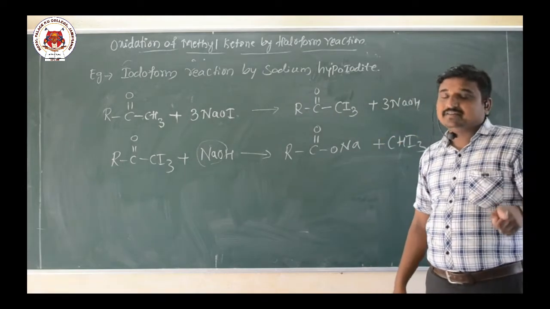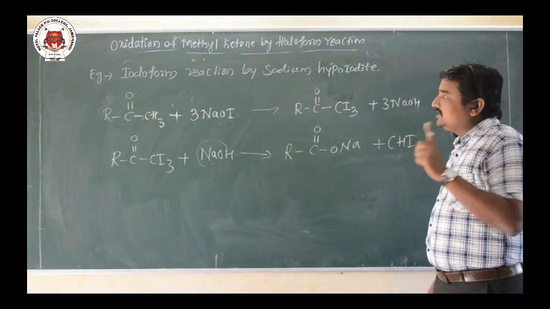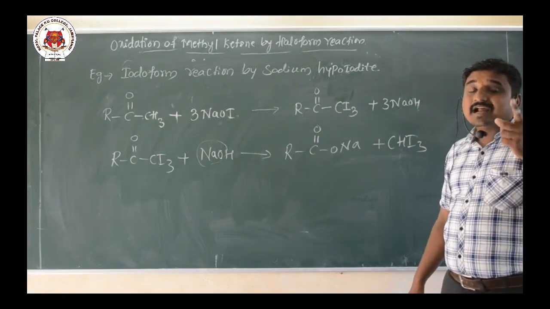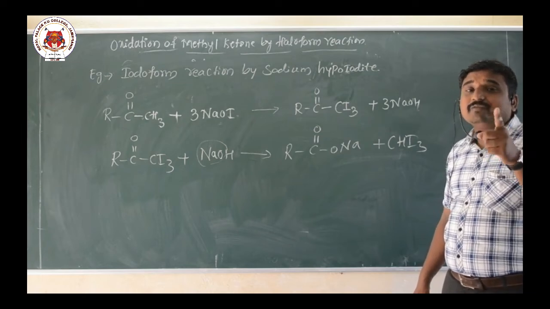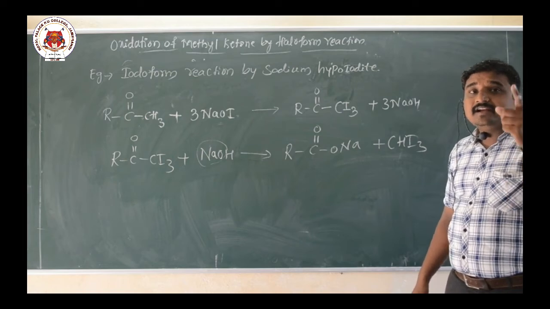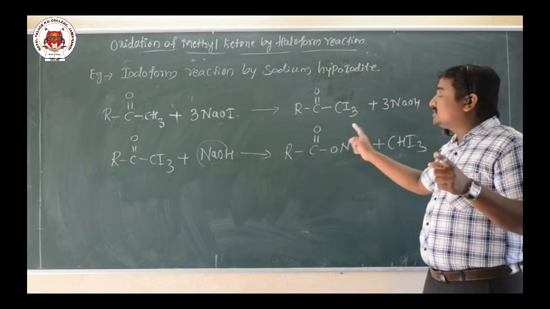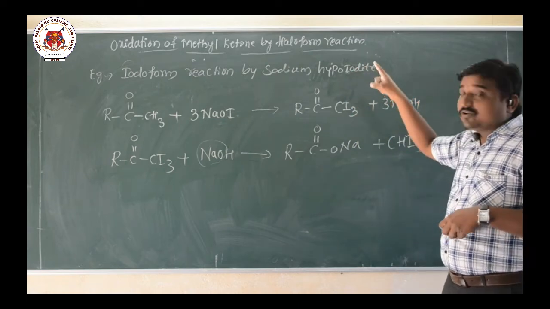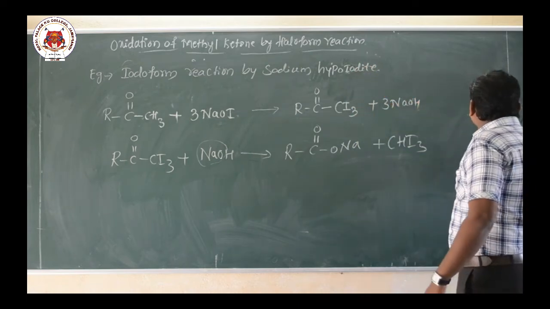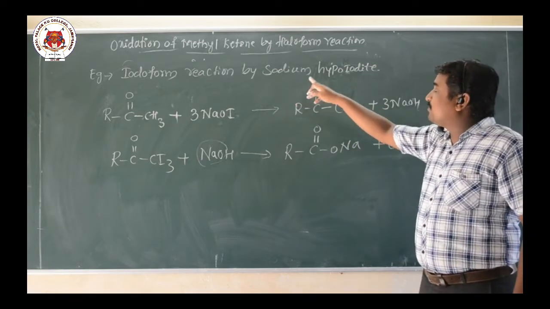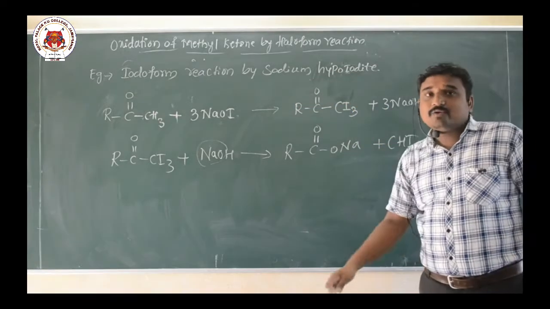Haloform reaction. The condition is the ketone where the carbonyl carbon is attached to at least one methyl group, that will undergo oxidation by sodium hypohalite, and that gives what here? Sodium salts of carboxylic acid. This reaction is called what here? Haloform reaction. So I have given one example, iodoform reaction by sodium hypoiodide.